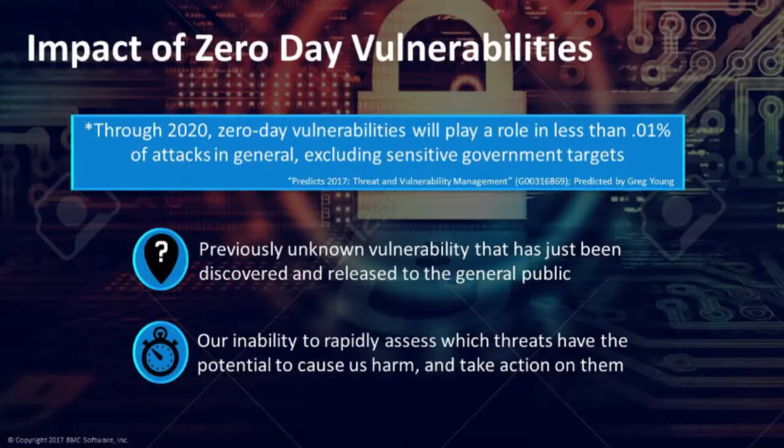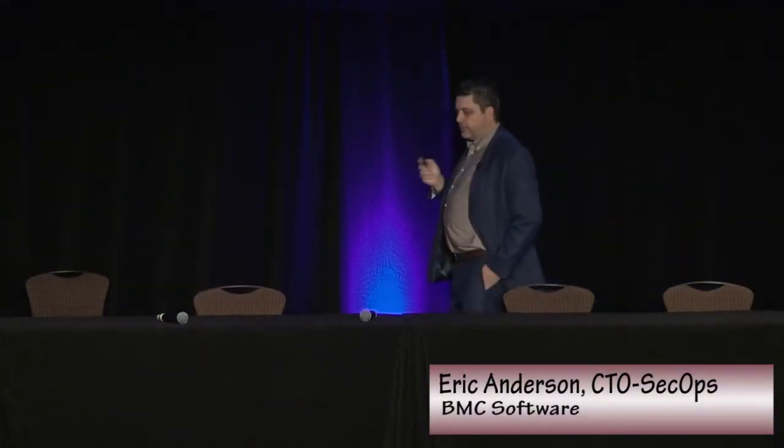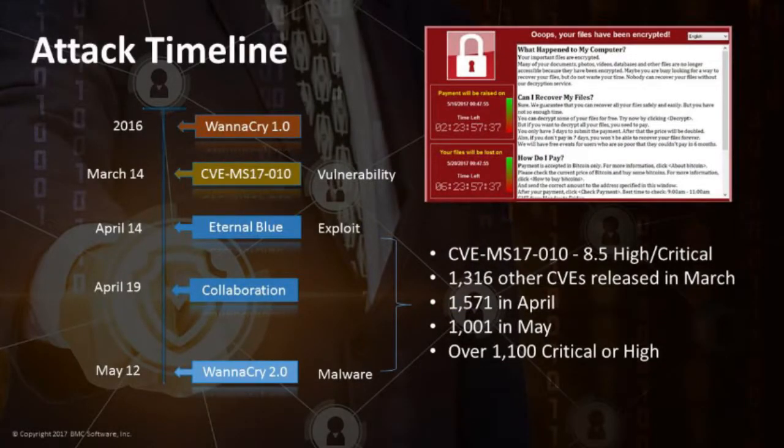According to Gartner, which does tons of research on this, the problem is that we don't have an ability to very rapidly determine which of these vulnerabilities are most likely to cause us harm, and then take action on it. And I'm going to use an example. Let's use WannaCry. Perfect example.